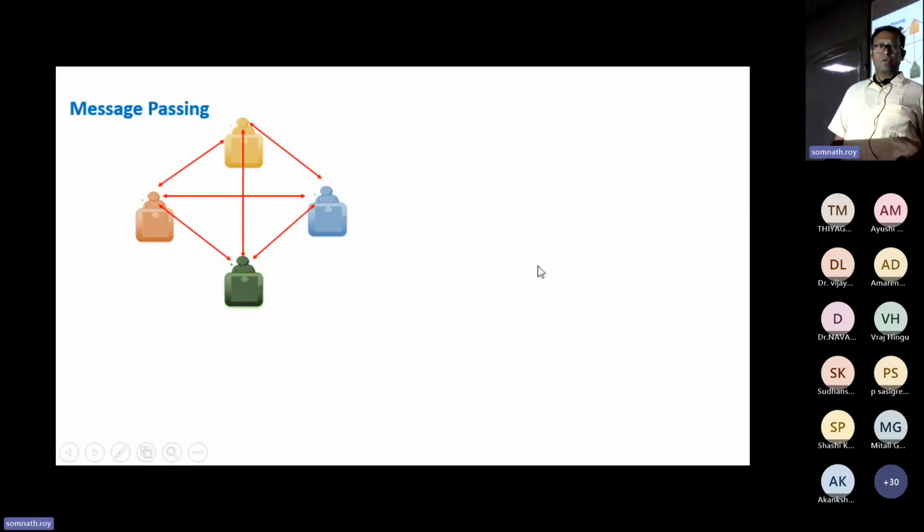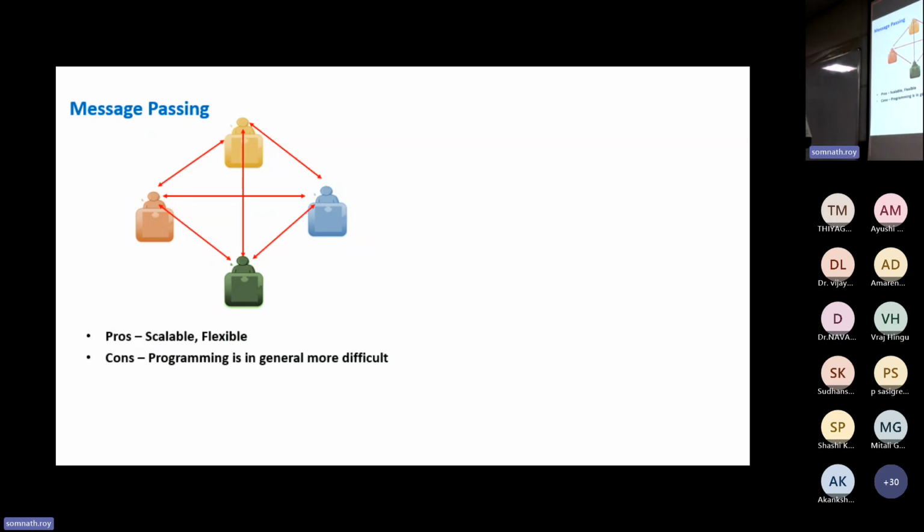So, as I said, the idea is that there is a network cable through which there is complete flexibility. Each processor can talk to each other. The advantage is that this is scalable and flexible. The cons are in programming, in general.